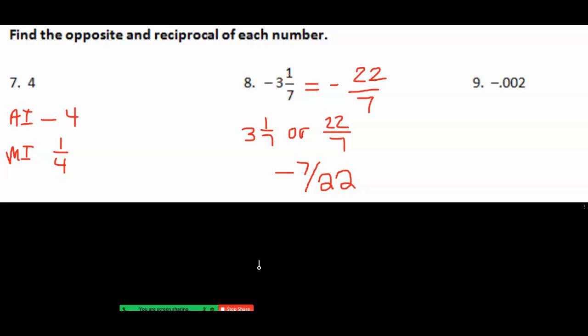Number 9, the opposite of negative 0.002 is positive 0.002. The reciprocal is 1 over the original. So it'd be negative 1 over 0.002. However, you cannot leave a decimal in a fraction. You cannot leave a decimal in a fraction. Yes, I took my mask off to yell at you. So you must use your calculator and get that as a number.